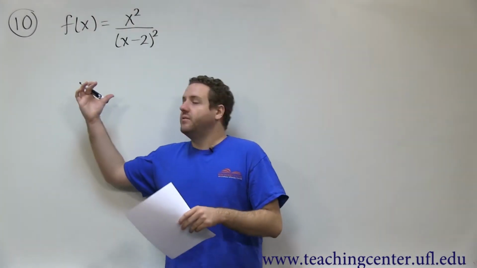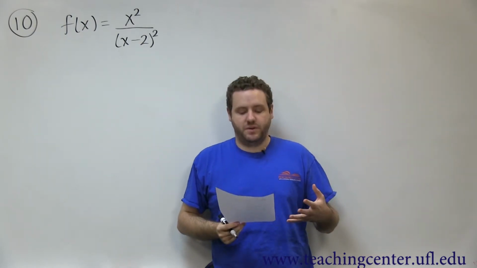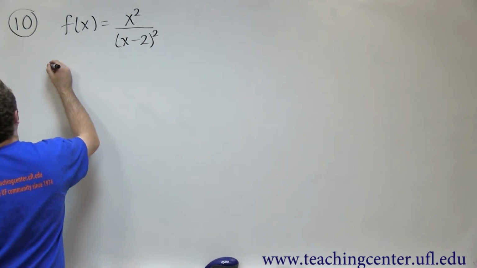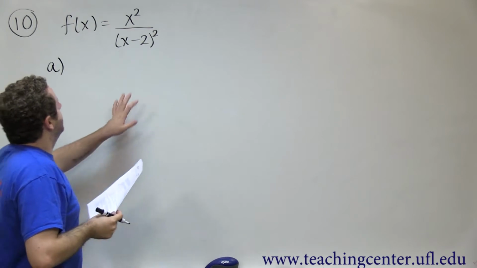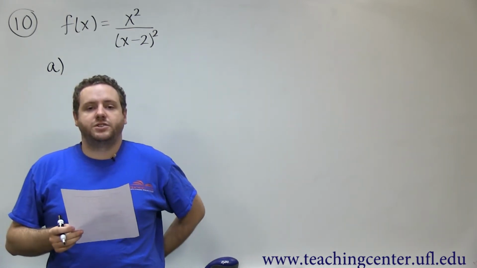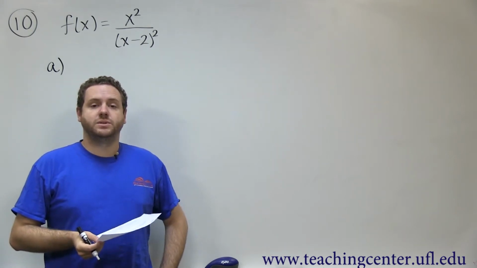Okay, so for number 10, we have a function f here, x squared over (x minus 2) squared, and we need to answer a lot of different information about that. So part A asks us to find the locations of the horizontal and vertical asymptotes. When you have a rational function like this, one that looks like a fraction, your horizontal and vertical asymptotes should be relatively simple to determine.